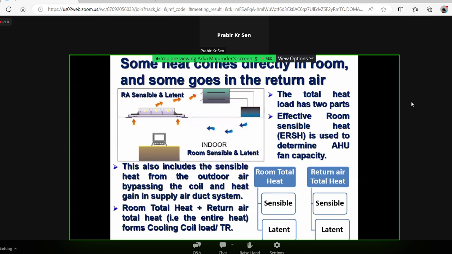Room total heat plus room return air total heat will determine the cooling coil size and tonnage of the plant. That's what we told already. So when you determine the size of your air conditioning plant, that is the tonnage of the air conditioning plant, you have to consider all the heat. Next.